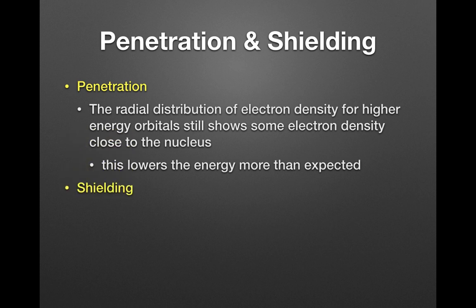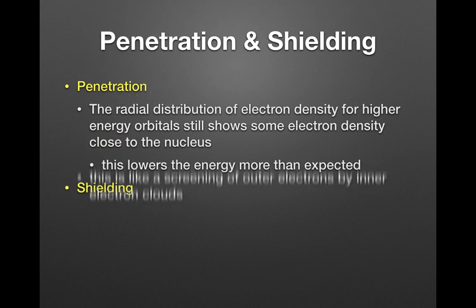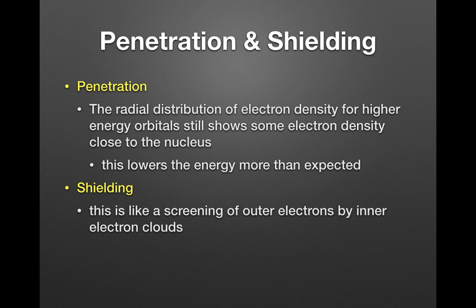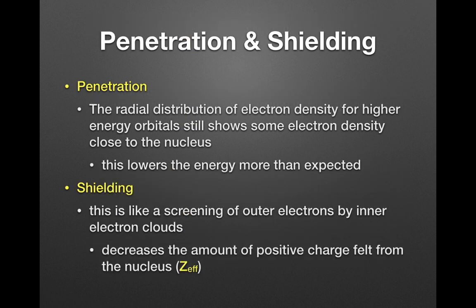And shielding is like a screening of the outer electrons by inner electron clouds. Something that's farther away from the nucleus doesn't really feel the full power of the nucleus because you can think of it as being blocked by those inner electrons, and so they don't feel the full nuclear charge. And we end up looking at something called Z effective. And Z, of course, remember, is the total number of protons within the nucleus. An outer electron may not feel all of that positive charge because it's being blocked by those inner electrons. We'll discuss Z effective later in the chapter.